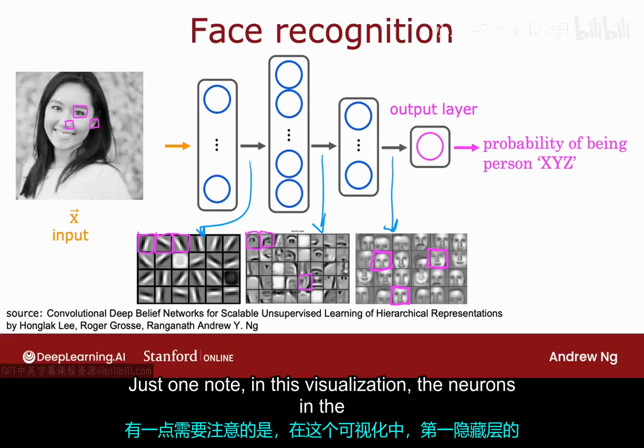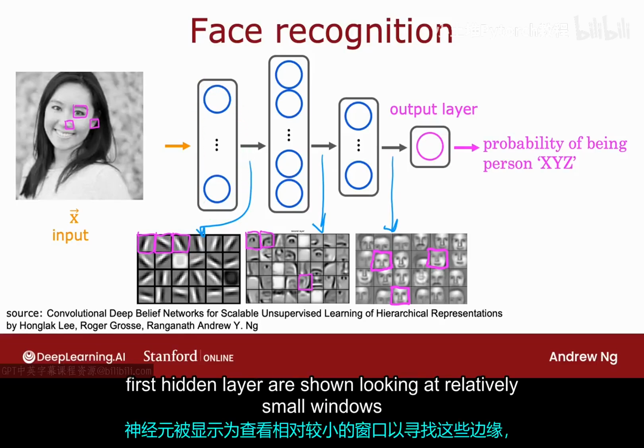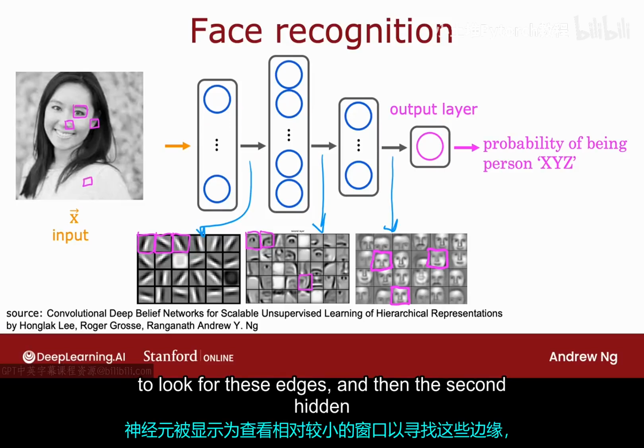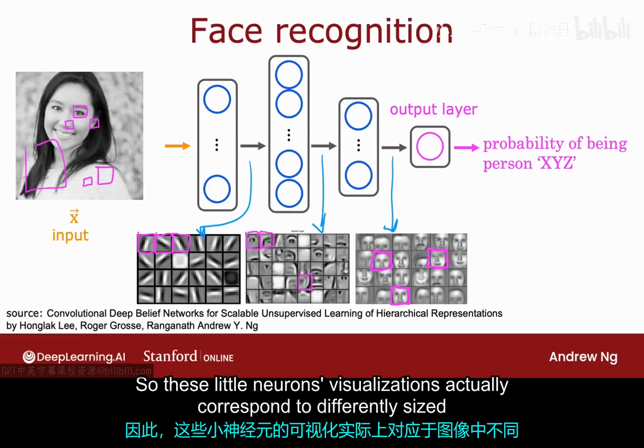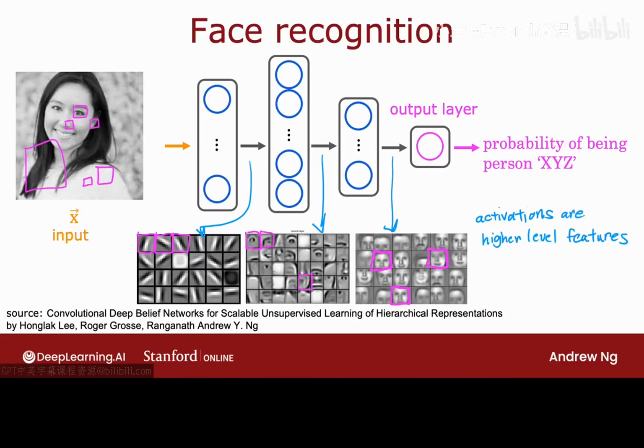Just one note, in this visualization, the neurons in the first hidden layer are shown looking at relatively small windows to look for these edges, and then the second hidden layer is looking at a bigger window, and the third hidden layer is looking at an even bigger window. So these little neuron visualizations actually correspond to differently sized regions in the image.